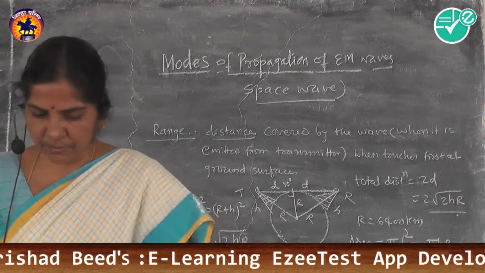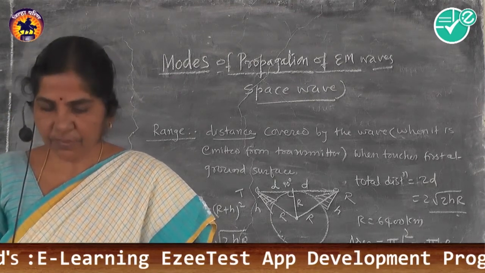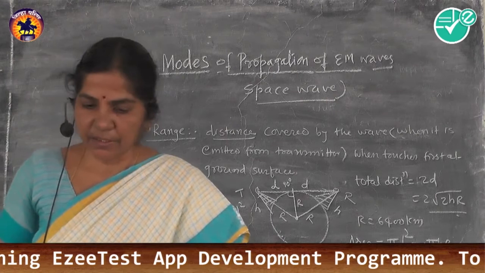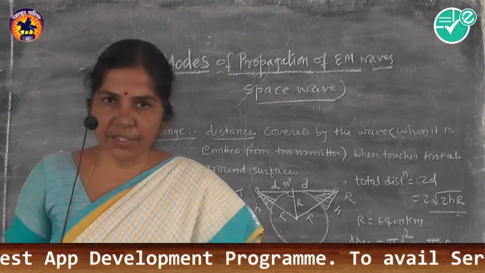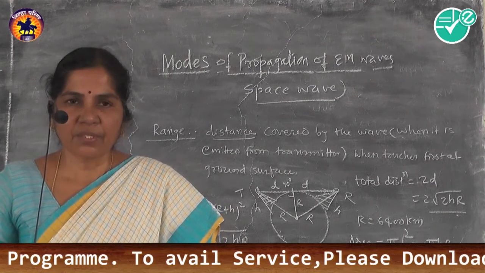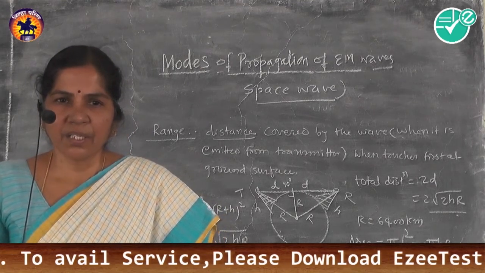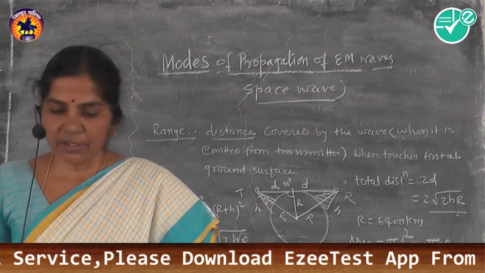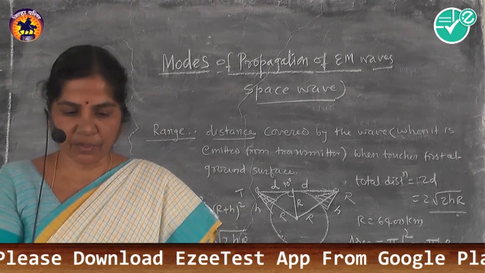With this small and simple explanation of mathematical examples, we have seen the range of electromagnetic waves.